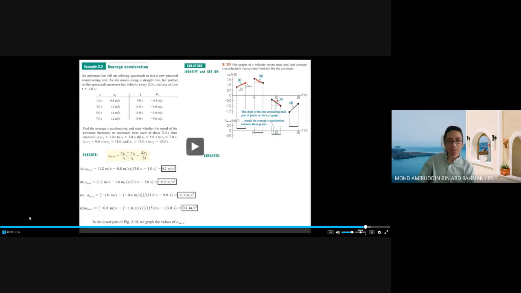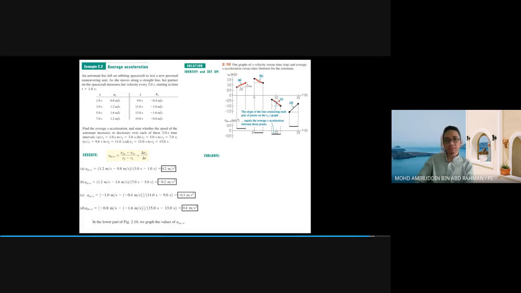solely by whether an object is slowing down or speeding up. You have to also know in what direction it's initially moving. And this ends example 2.2.